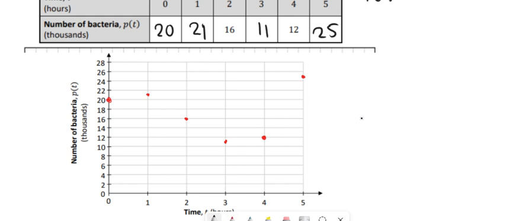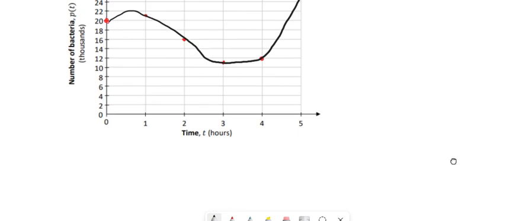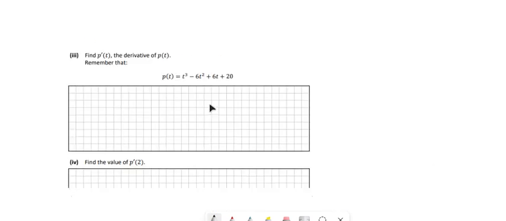Right, you're just going to draw a graph then as neat as possible. So just be careful with it. It's going to be something like that. I was probably a bit too flat there at the bottom. Right, next bit.